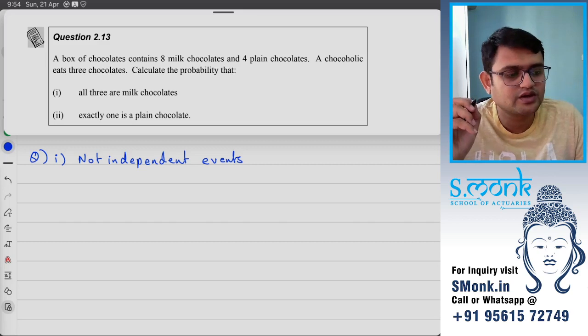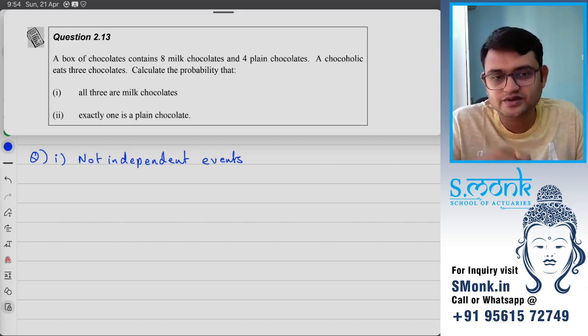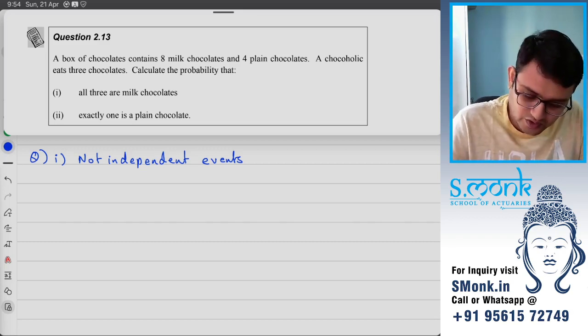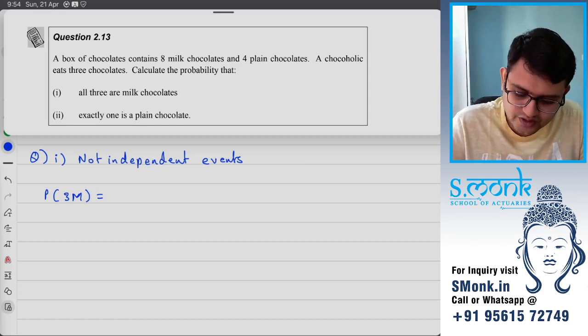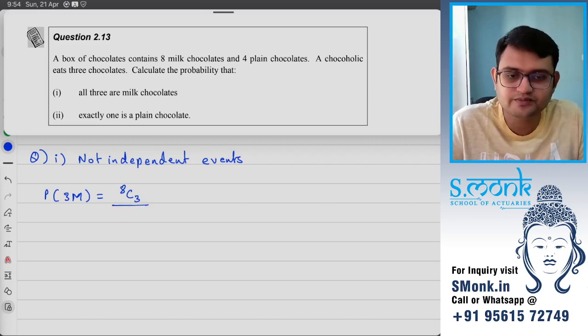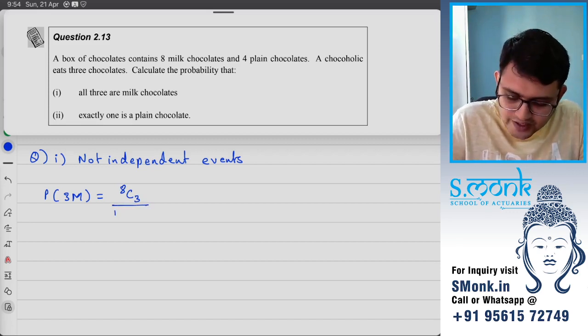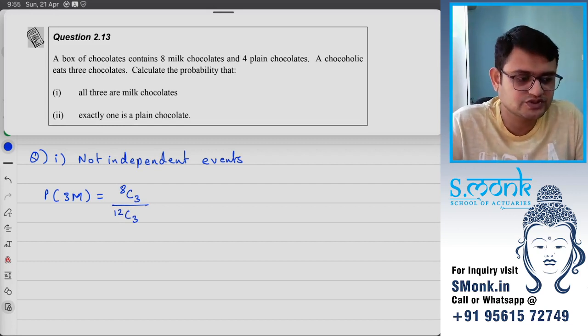Okay, these are not independent events, because we cannot replace those chocolates after eating them. Okay, so when we are talking about the probability of getting all 3 milk chocolates, that is going to be, out of 8 milk chocolates I will choose any 3, upon out of total 12 chocolates I am choosing any 3. We'll just use combinations.